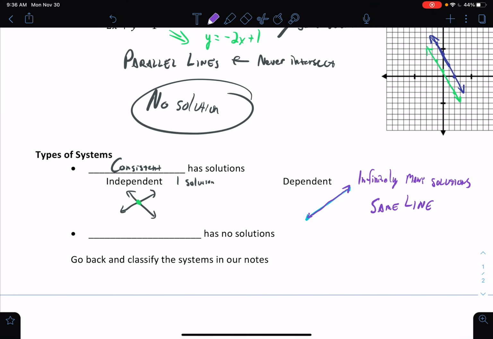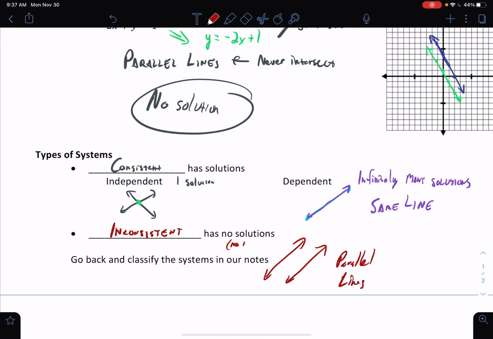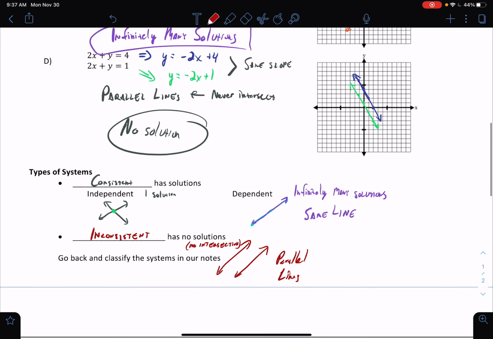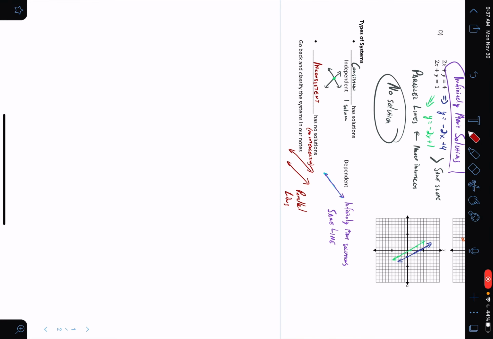And then last but not least, we have an inconsistent system, and that has no solutions. That would happen if we had parallel lines. No solution, no intersection point. So, in order to find the solution to a system of equations, we're trying to figure out where the two lines intersect. So let's go back and classify each of these systems that we started with.